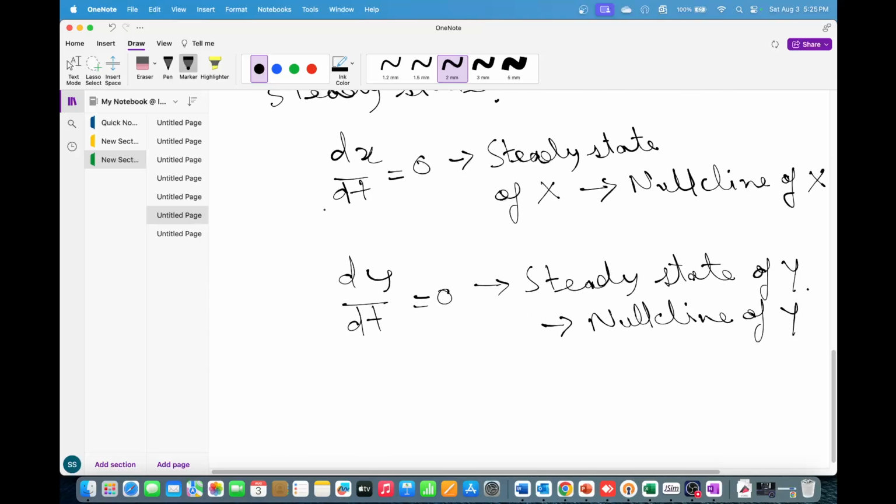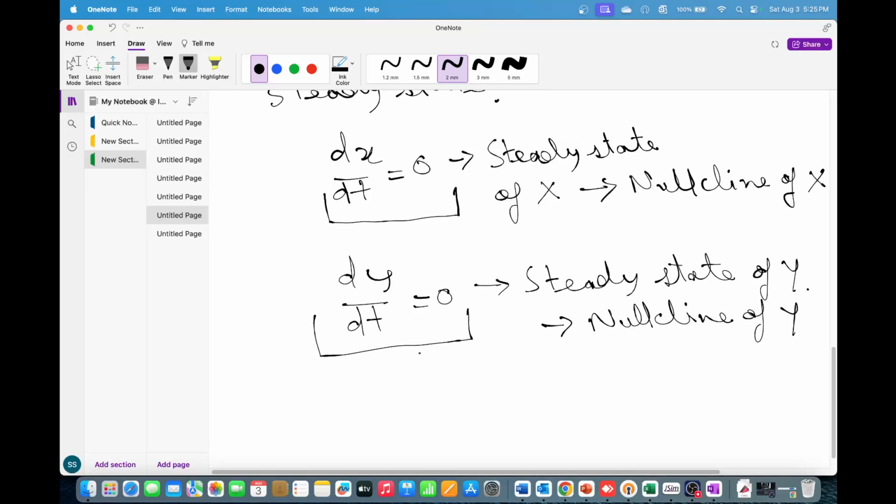Now these are individual steady states. So when you are equating dx/dt equal to 0, that is only dx/dt equal to 0. dy/dt can be anything else. Okay, it can be positive, negative, or even 0 itself. So when you are looking at the steady state of x, you are only interested in whether x is changing with time or not. If x is not changing with time, then that point is your steady state for your x. But what about y?